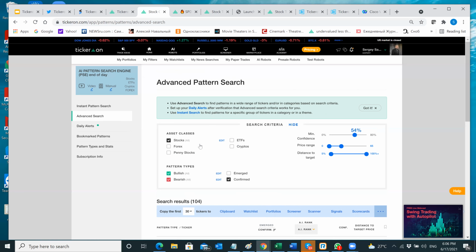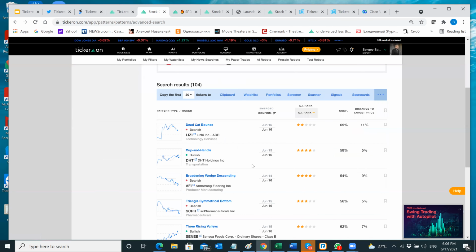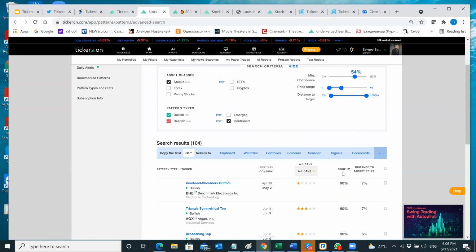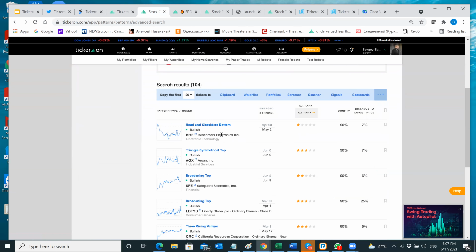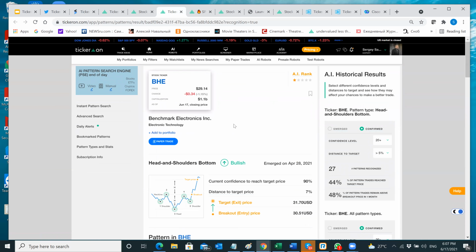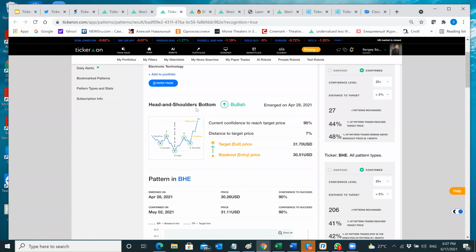Now in advanced search, it's searching for this type of patterns, right? So I can sort by confidence level, and some of them are pretty good. You see head and shoulders, the company Benchmark Electronics. I can click here, and then I see the pattern, right? You see head and shoulders bottom from that point to this point. So we do the confidence level.